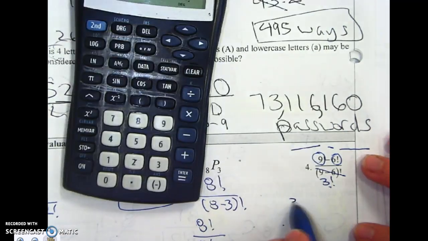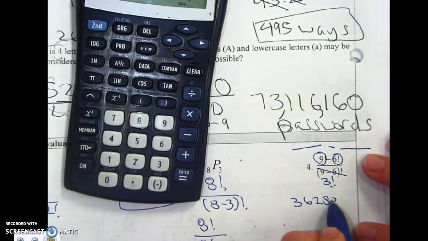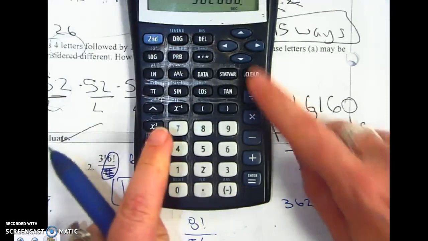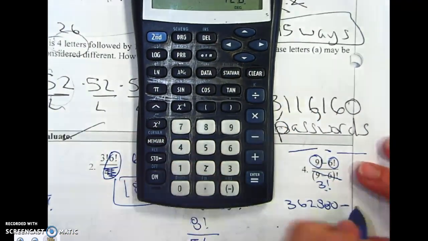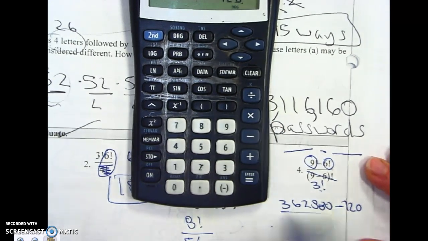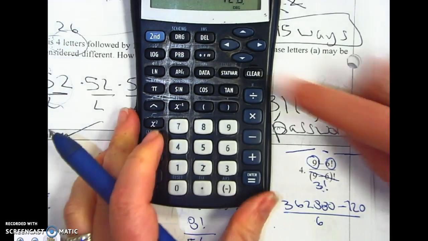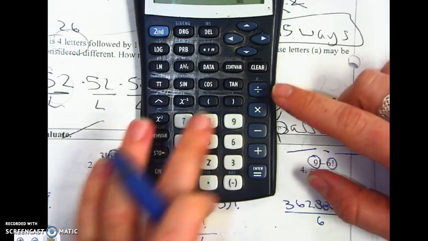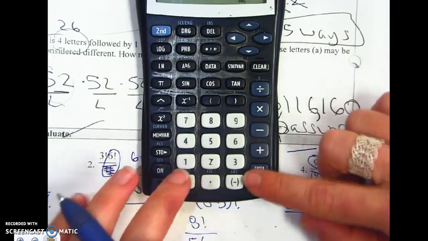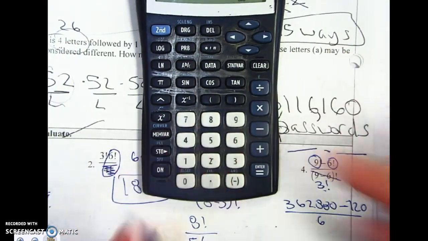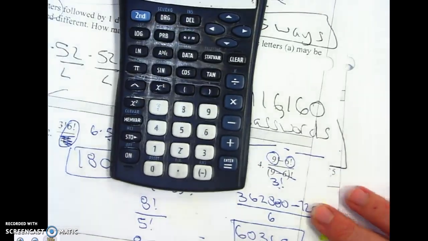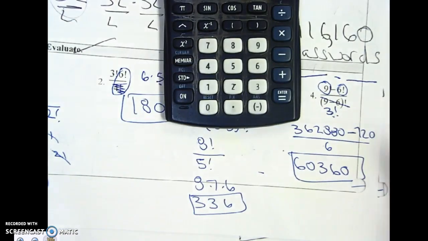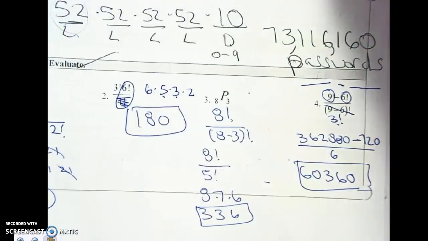So that is 362,880 minus, I think this is 720, minus 720 over 3 times 2, which is 6. I'm going to go 362,880 minus 720 divided by 6. And I get 60,360. Okay? So that's all the computational stuff. Now let's get to the homework.